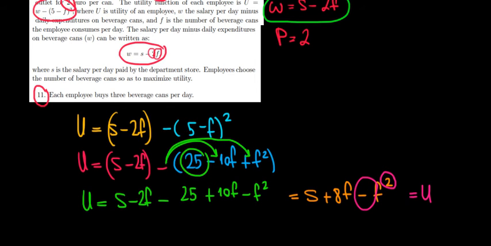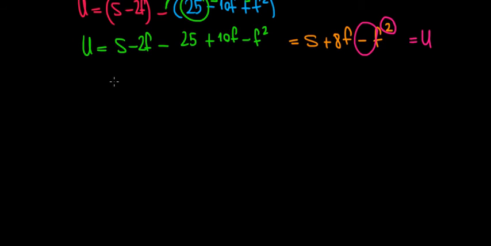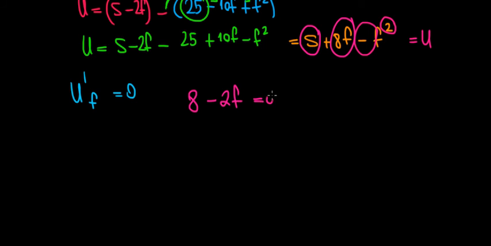In other words, we want to maximize this utility with respect to coffee. So we will differentiate utility with respect to F, with respect to the number of coffees that we buy, and make that equal to 0. What's that going to be? Well, we differentiate every term. S derivative is just 0, 8F derivative is 8, and minus F squared derivative with respect to F is minus 2F, equals 0.